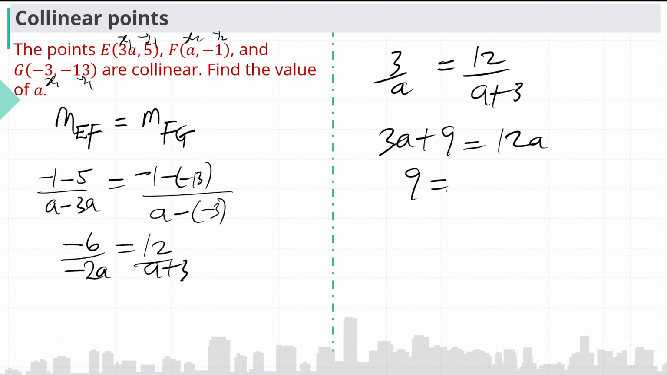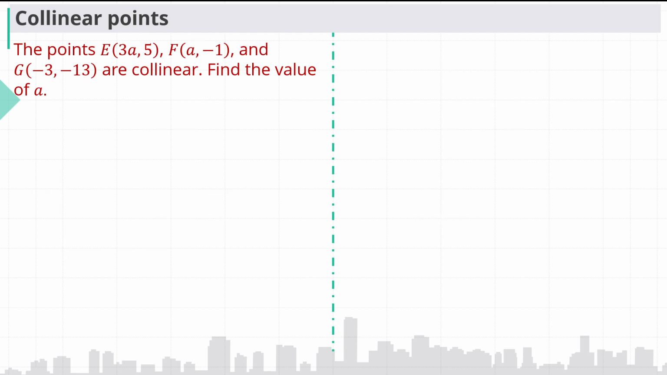And so 9 equals 9a. When you subtract 3a from both sides, your working becomes this way. Divide both sides by 9, the value of a is 1. And next question.